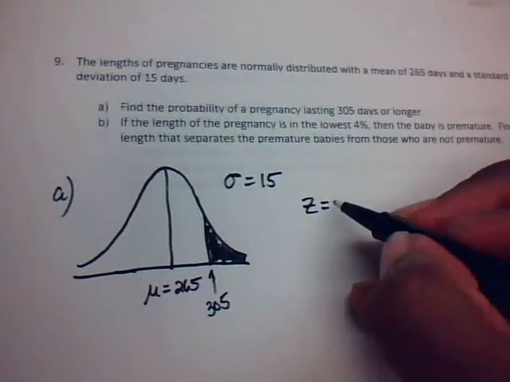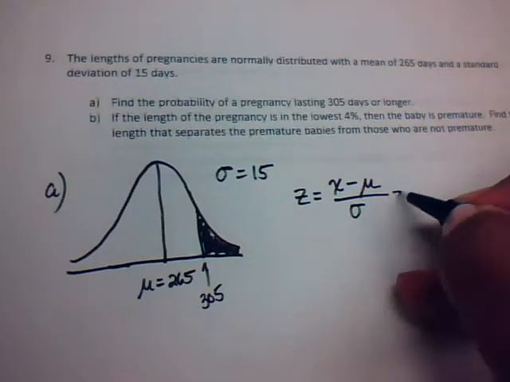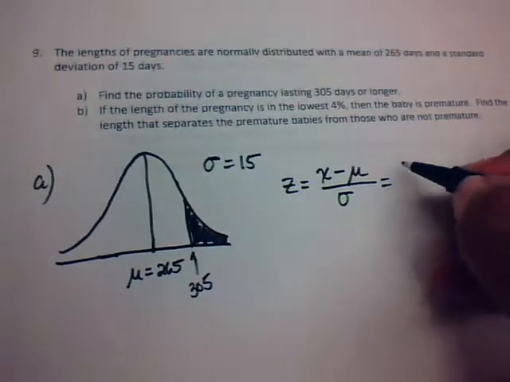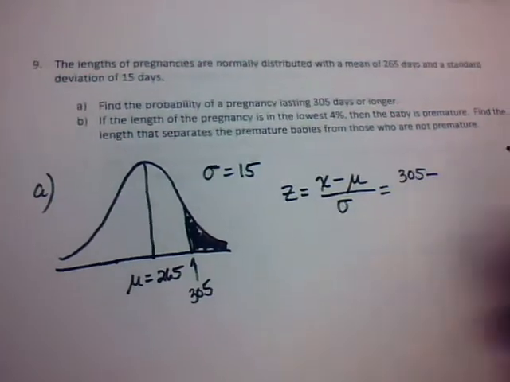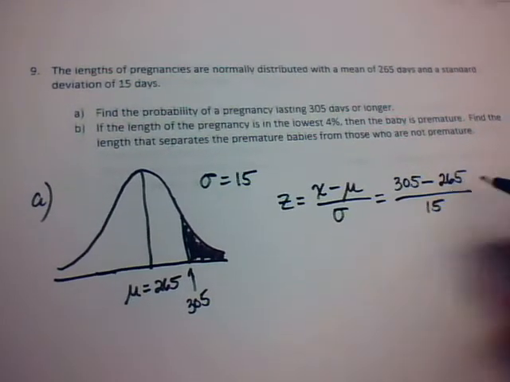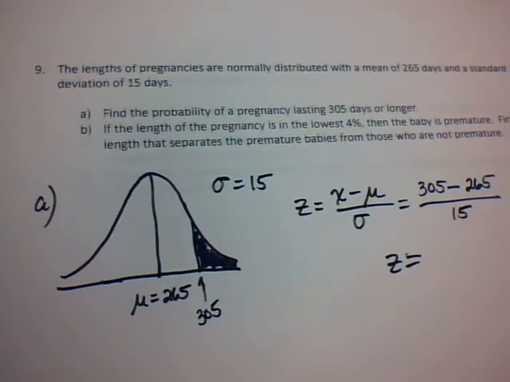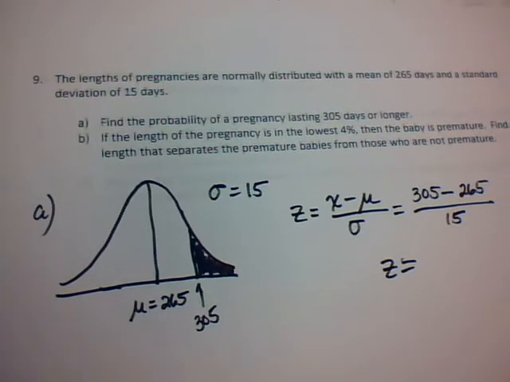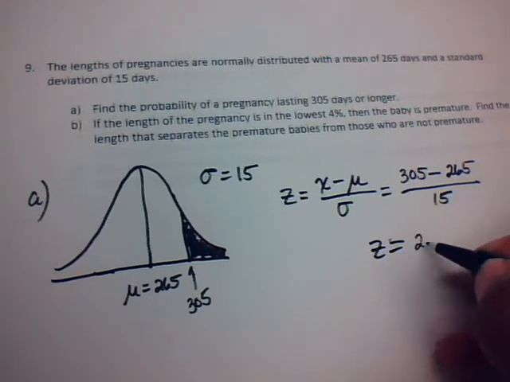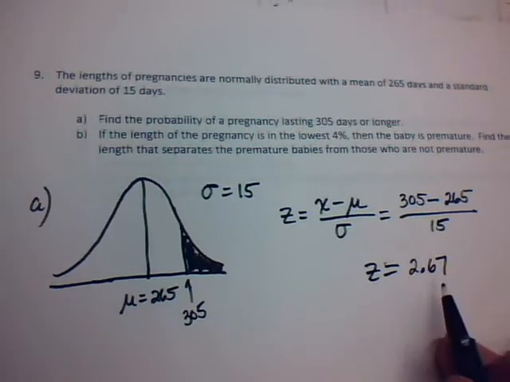We convert to a z-score using this formula. Z is equal to x minus mu divided by sigma. Okay, and the x that we're dealing with is 305 minus mu, which is the mean, that's 265, divided by sigma, that's 15. So if you do 305 minus 265, which will be 40, divided by 15, that'll give you, to 2 decimal places, 2.67. So the z-score that we're dealing with is 2.67.